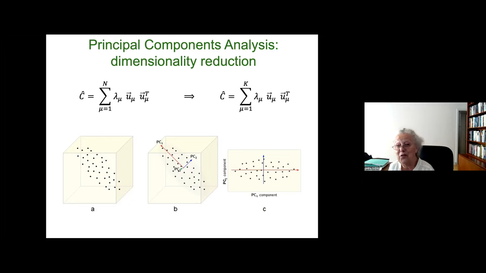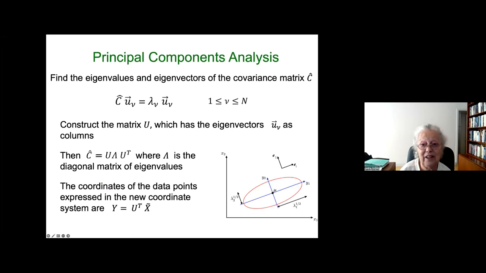Well, of course, this can be applied not just from three to two, but to go from any dimensionality n to any dimensionality k, where k is smaller than n, and can be used then to do dimensionality reduction. So this is the essence of principal component analysis. We construct from the data our estimate of the covariance matrix C. We diagonalize it, we find the eigenvalues and eigenvectors of the matrix C. So the matrix C applied to an eigenvector U gives me lambda times U. And then we construct the matrix U in which these eigenvectors appear as columns. So the matrix U is an orthonormal matrix in which each column is one of these eigenvectors. U transpose is the transpose of U. And then C can be decomposed in this way as U lambda U transpose, where lambda is the diagonal matrix of the eigenvalues.